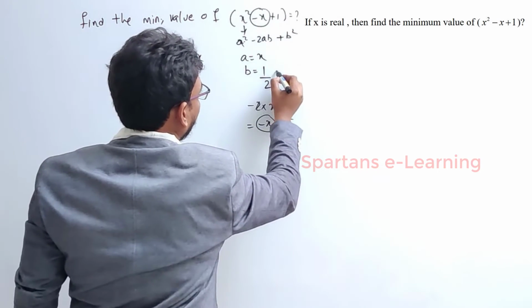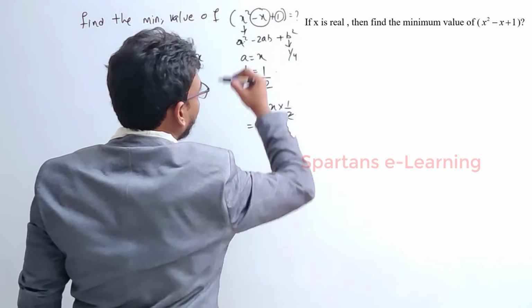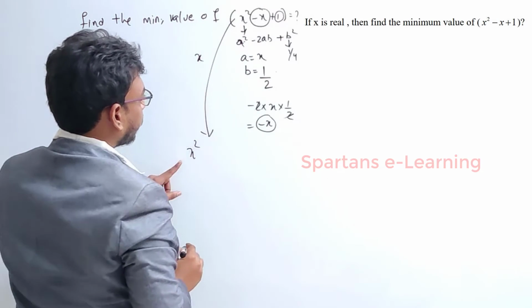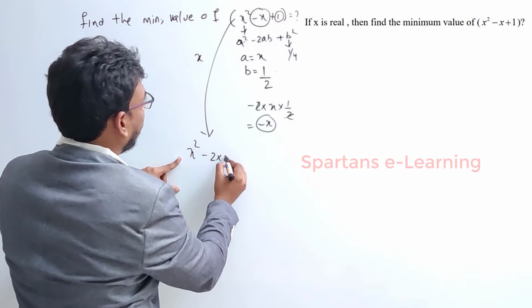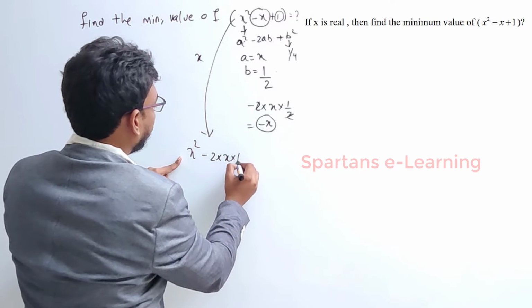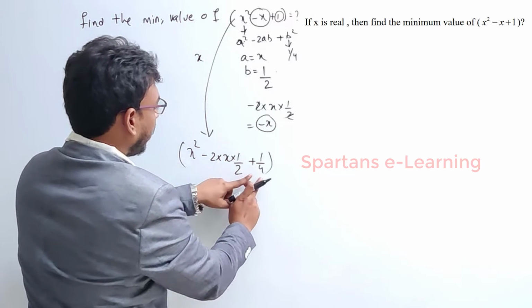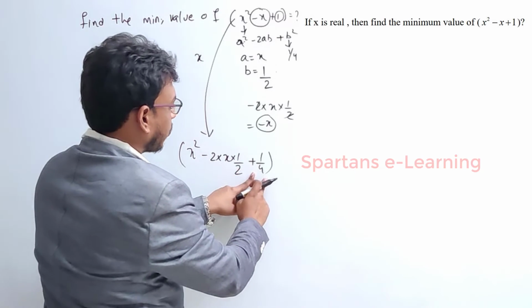B square means it will be 1 by 4. So this will be 1 by 4. But then here we have only 1. So this can be written as x square minus 2 into a into b plus 1 by 4. So here you have 1 by 4, right? A square minus 2ab plus b square.